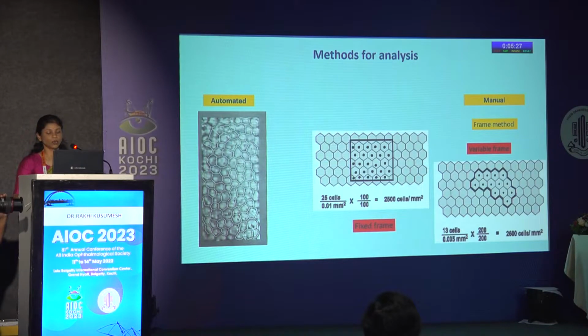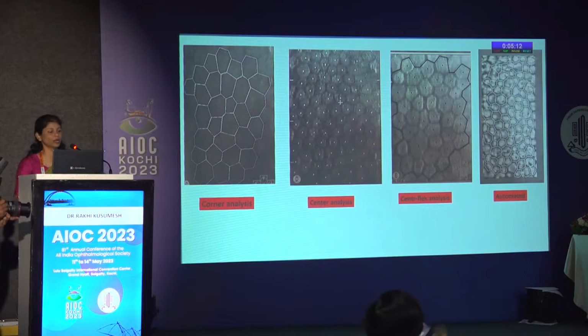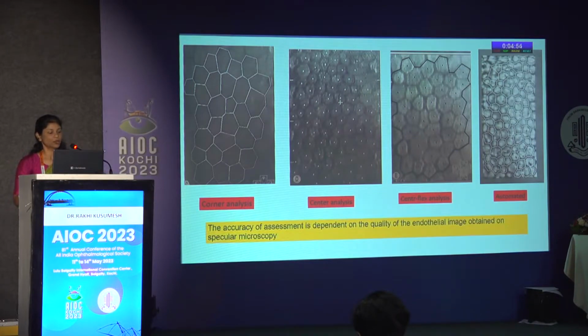There is another method to overcome this problem, that is variable framing, where we draw a boundary around the complete cells and only those cells are taken for analysis. There are other methods also, like corner analysis, where the corners are identified and then counted, and center analysis, where we put dots over the complete and healthy cells and then take them for analysis. The center flex method combines these two methods and is automated, as I said, present in the non-contact one. What is important is that the endothelial image must be good before analyzing the parameters.